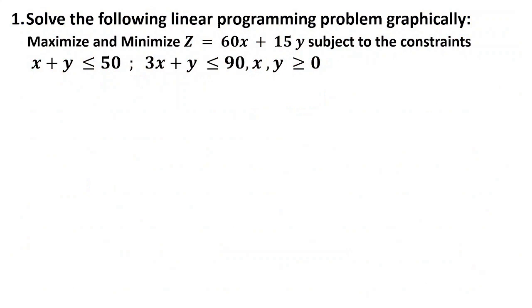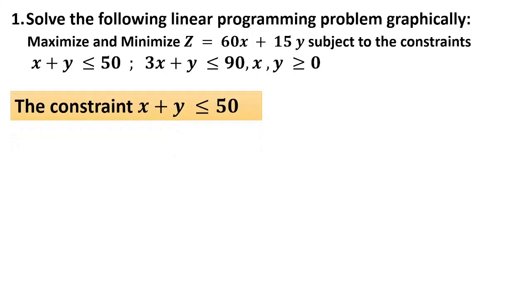Okay, let us take one question now. Solve the following linear programming problem. Maximize and minimize; sometimes they may ask for both values. Z equals 60x plus 15y, subject to the constraints x plus y less than or equal to 50, 3x plus y less than or equal to 90, and x, y greater than or equal to 0. This x, y greater than or equal to 0 will be a common condition in all the problems, because all problems are practical problems. Therefore, we want it to be in the first quadrant only.